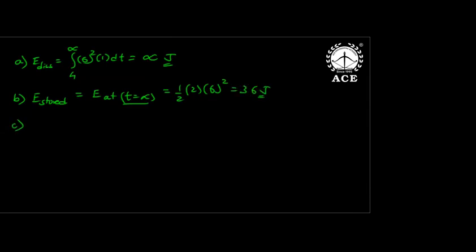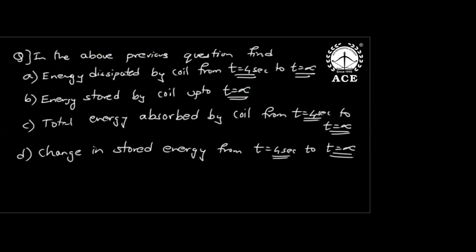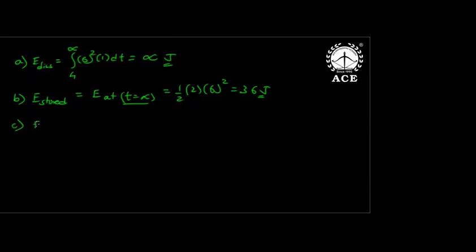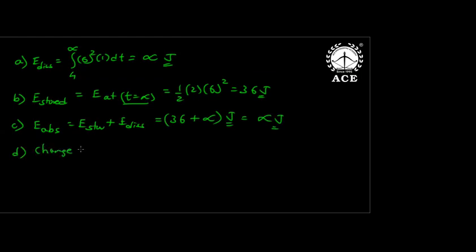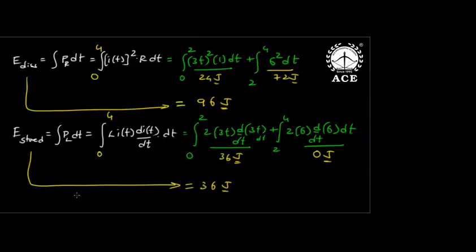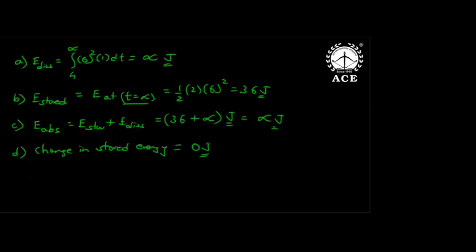C bit. What is the C bit? Total energy absorbed. Here energy absorbed is energy stored plus energy dissipated. So energy stored is 36 plus infinity, and 36 plus infinity is also infinity. But the last bit, change in stored energy, is 0. Why? Because actually energy is stored from 0 to 2 only. Later it is just retaining, so there is no change. Change in stored energy is 0.